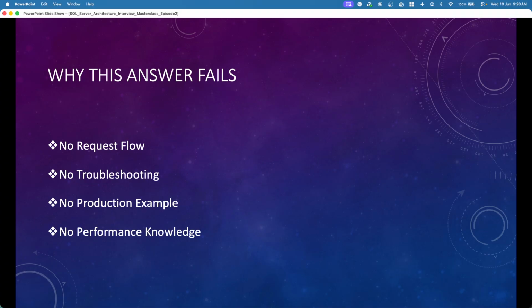Where does the query go? How does SQL Server find the data? Why is memory important? When does disk get involved? How does SQL Server recover after a crash? The architecture answer should answer these questions, not simply list out the components.